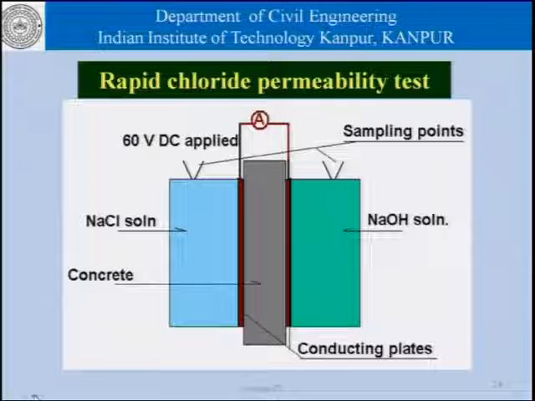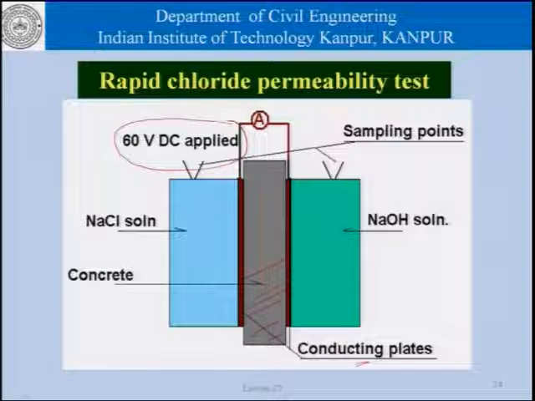The RCPT test looks something like this, where we have an NaCl solution and an NaOH solution on two sides of a concrete disc, and on both sides of the concrete disc we have these conducting plates, and we apply 60 volts of DC across these two conducting plates. So, it is basically the diffusion cell setup with the addition of the conducting plates and the application of 60 volts of DC for a period of 6 hours.